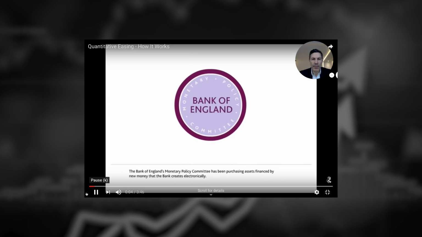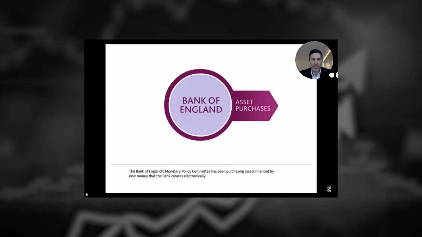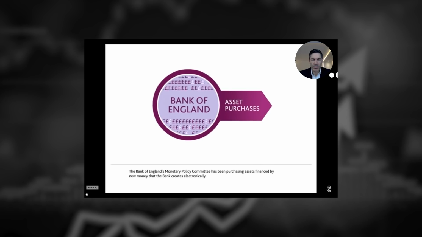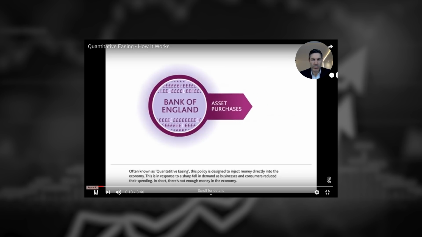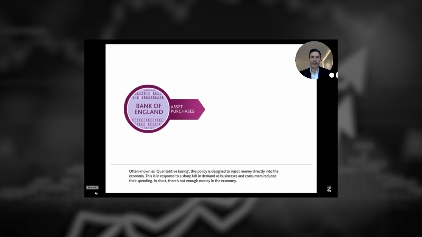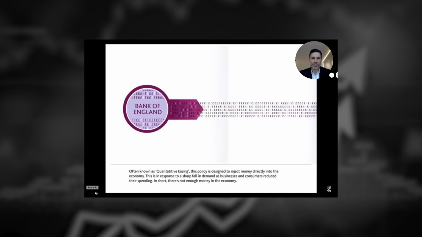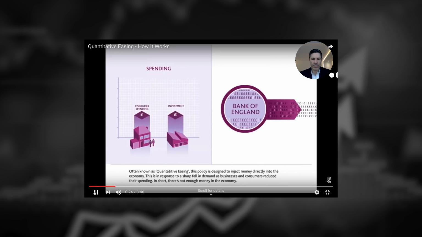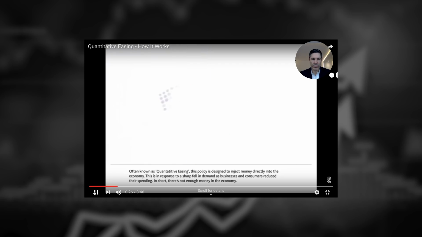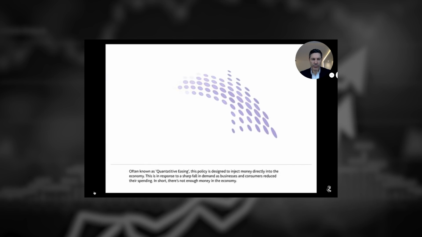The Bank of England's Monetary Policy Committee has been purchasing assets financed by new money that the bank creates electronically. Often known as quantitative easing, this policy is designed to inject money directly into the economy. This is in response to a sharp fall in demand as businesses and consumers reduce their spending. In short, there's not enough money in the economy.